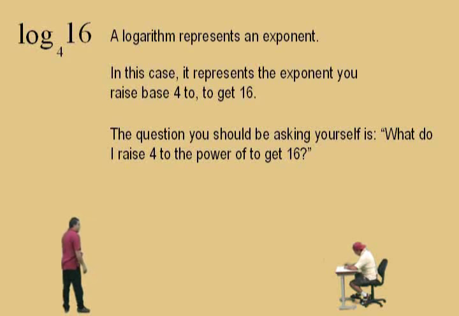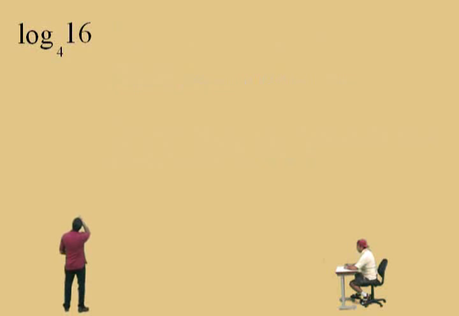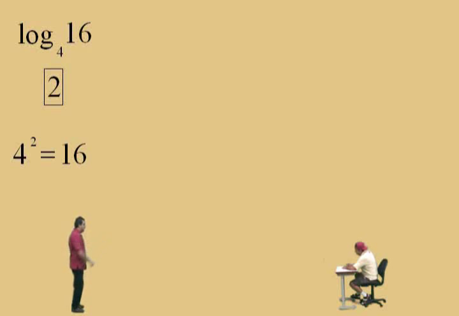And, okay, Charlie, so what do you think it is? Okay, 4 to what power is 16, Charlie? 2! It is 2, that's correct. There you go. And so your answer is 2. Now, why is it 2, Charlie? It's because 4 raised to the second power is 16. Very nice, Charlie. You're doing logarithms now. See? Logarithms are easy.